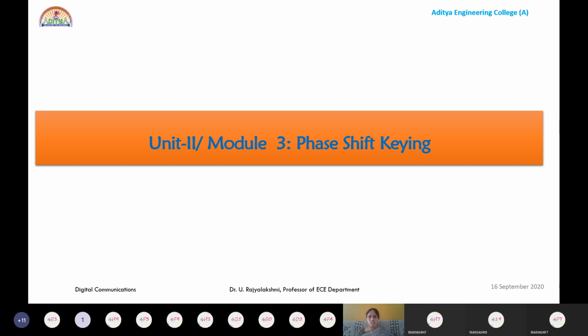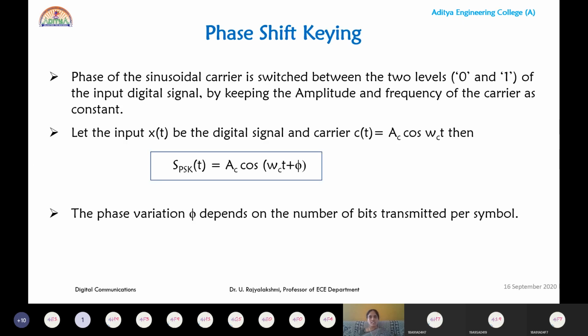So in the last class, we started the phase shift keying section. In this module, as I already told you, we'll discuss the performance of PSK transmitter and receiver sections. Let us go through the general equation for phase shift keying that we have already discussed.